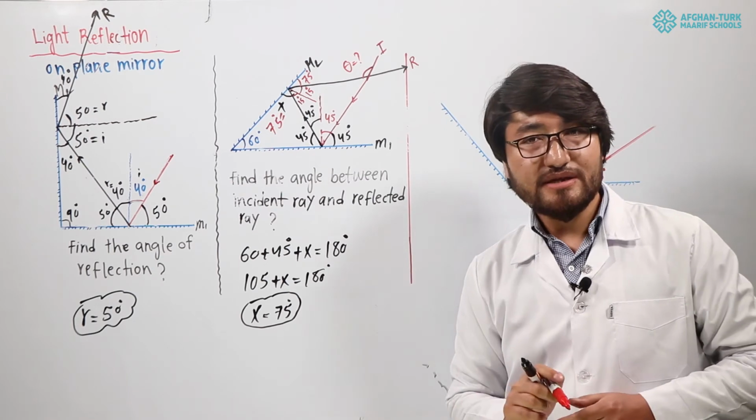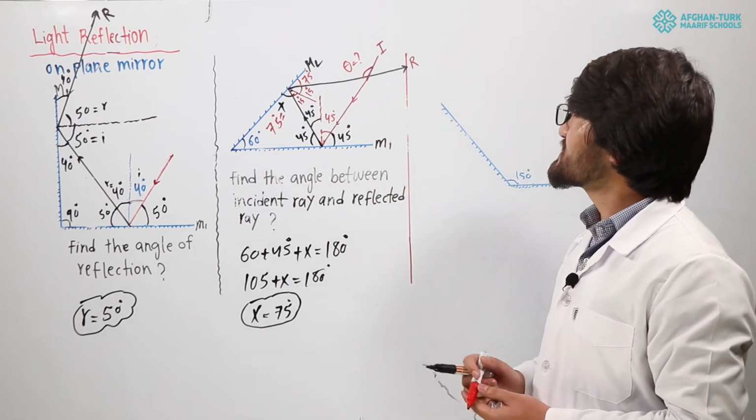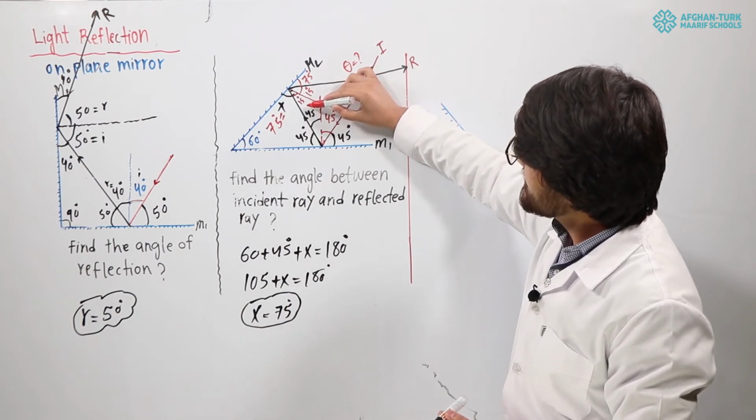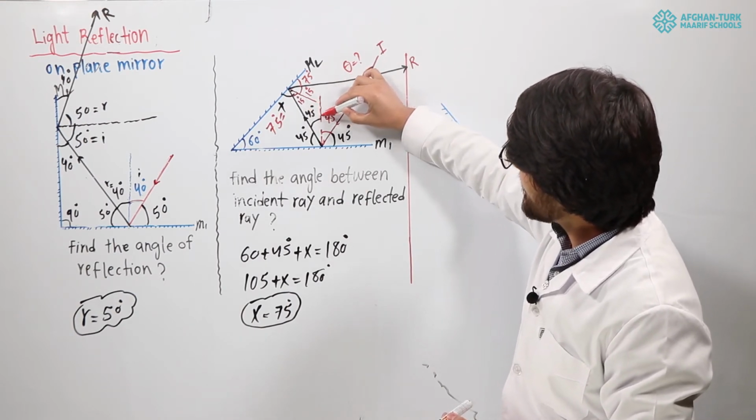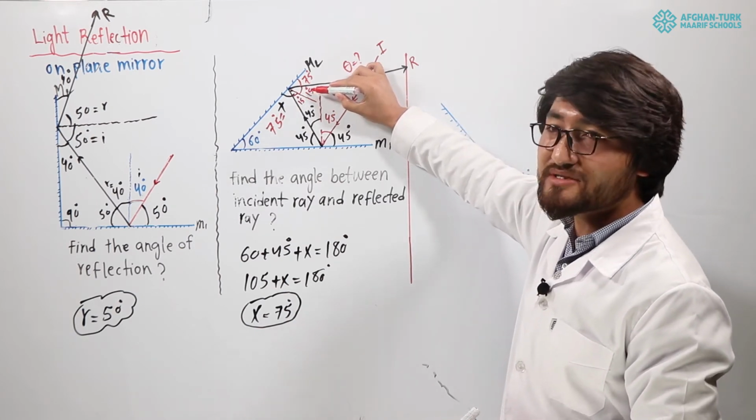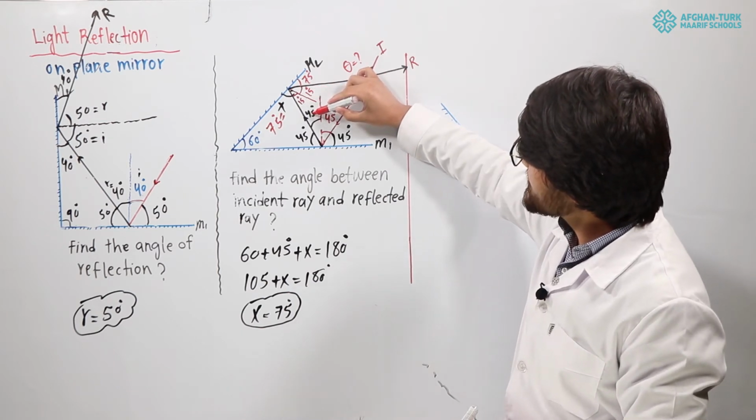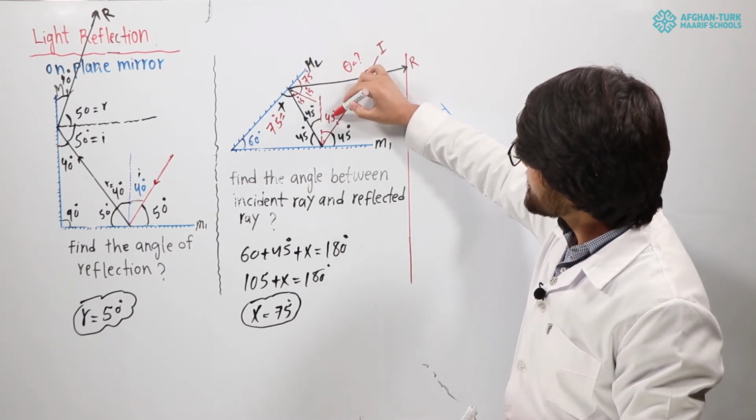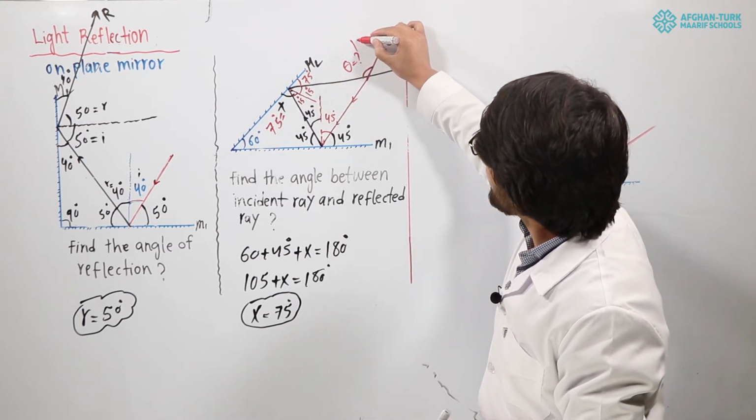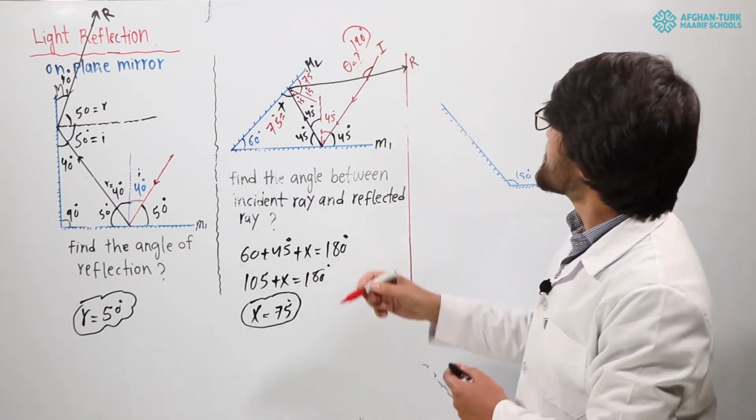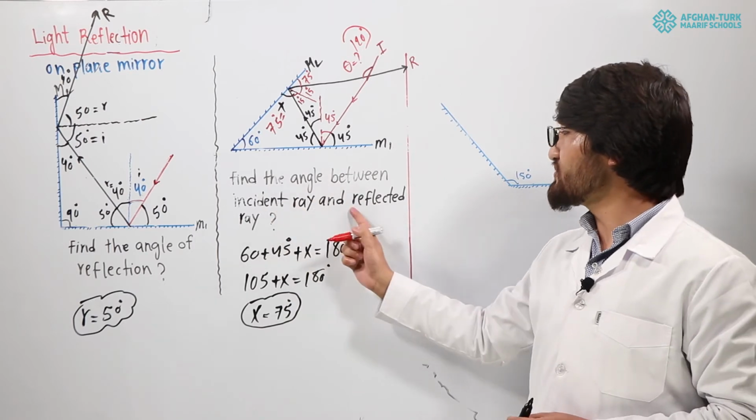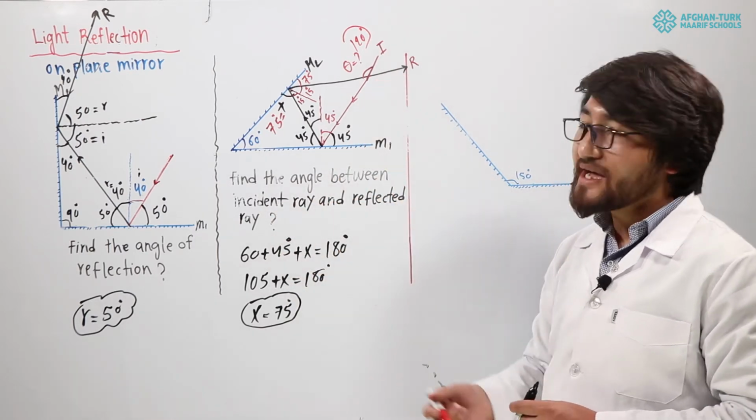According to geometry, we know that this angle is equal to this angle. They're called non-consecutive. It means 15 plus 15 makes 30 degree, and 45 plus 45, 90. 90 plus 30 is equal to 120. It means the angle between incident ray and reflected ray is 120.